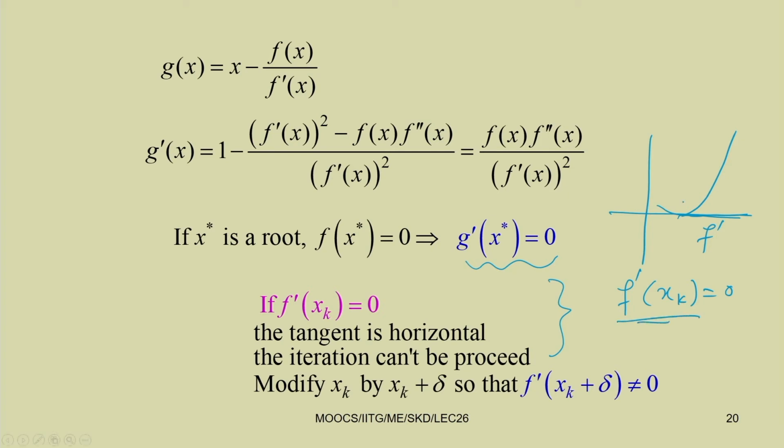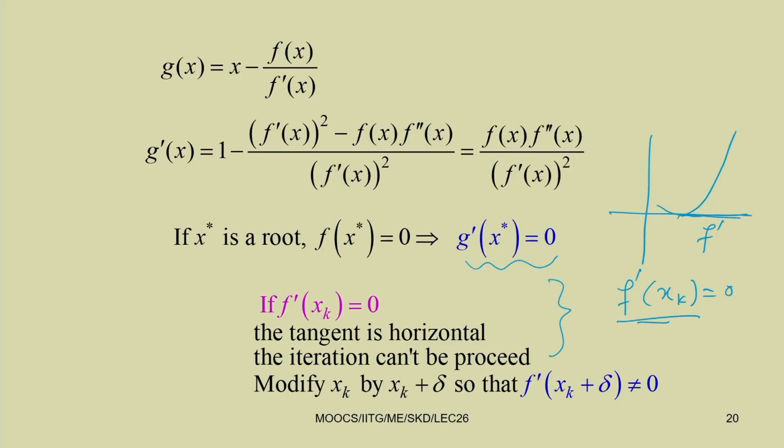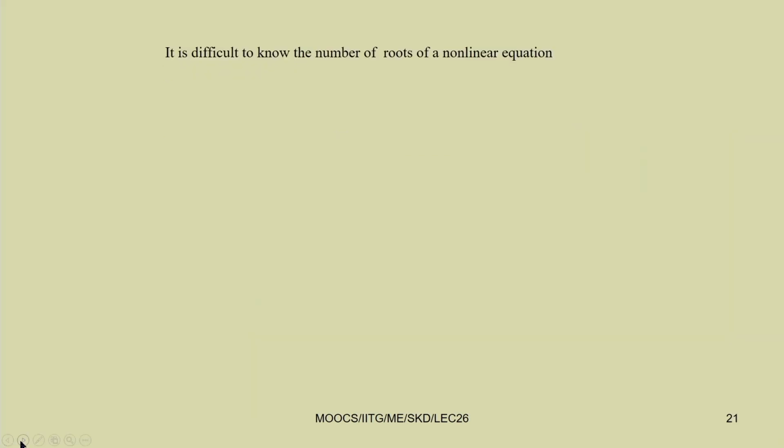So, if the tangent to the curve is 0, that means it is horizontal. So, we cannot get the next iteration point. For that purpose, we have to modify this x k by x k plus delta, such that f dash of x k plus delta is not equal to 0. This way we can modify it. As we know, for a nonlinear equation there are multiple solutions, so we have to take different intervals to find the solution.